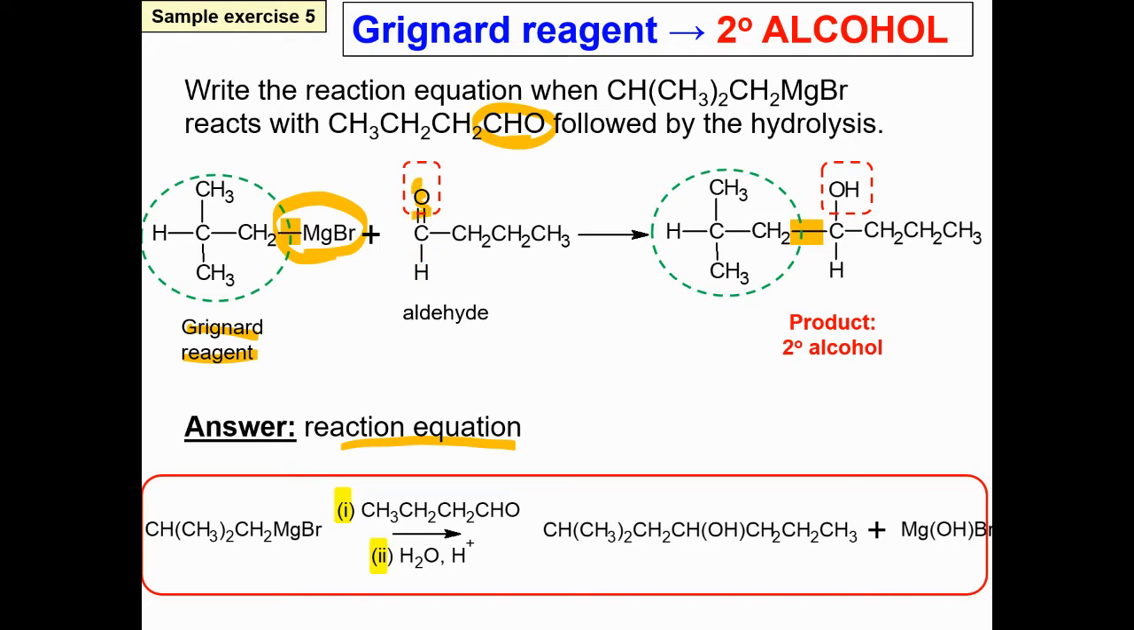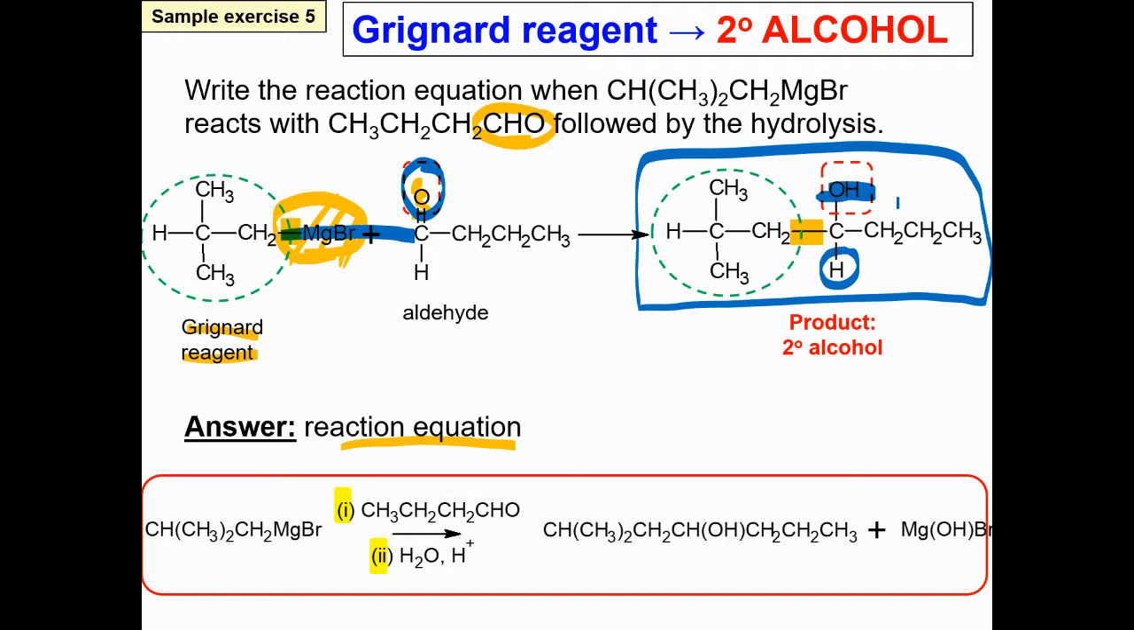Then I will eliminate magnesium bromide and combine with the carbon. For the oxygen, I will change it to OH. The hydrogen, don't do anything to it, just change the oxygen to OH. After I've got my product, which is a secondary alcohol, only then I start to write my chemical equation, followed by hydrolysis.